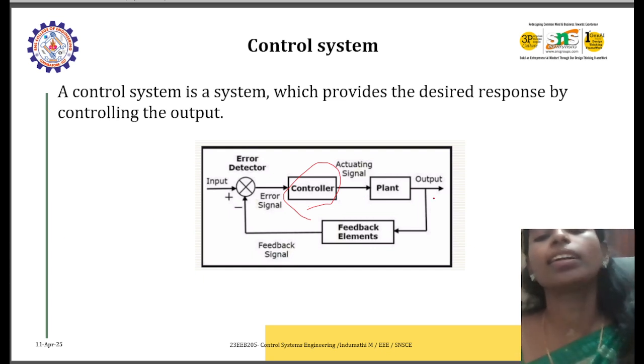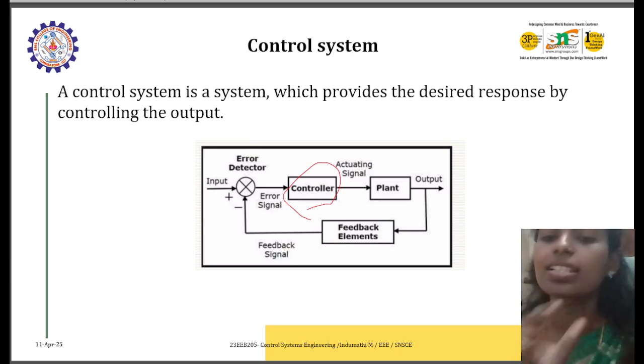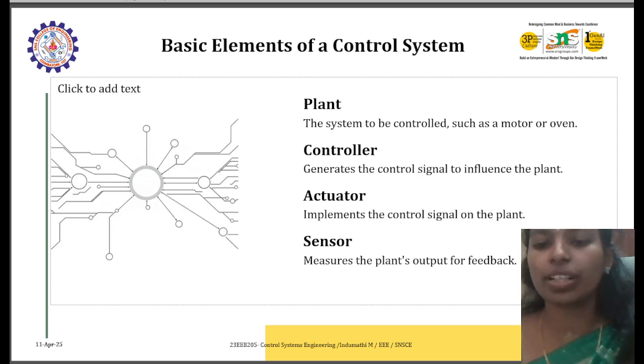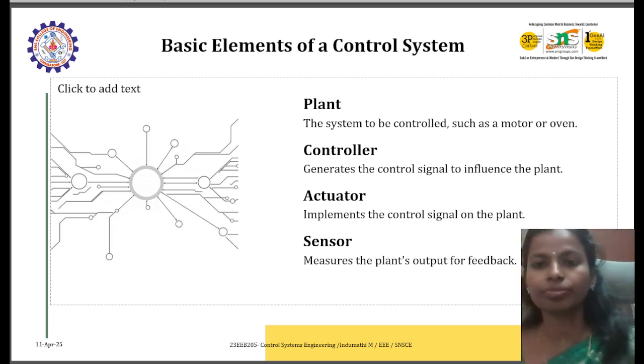And here we have a plant. The plant is nothing but the application. From the output, the feedback should be taken and given to the input. So we have a plant, and the output is taken and given to the feedback elements or feedback network, and it is again given to the input. Now we have come to the elements. What are the elements in the control system? Here we have a plant.